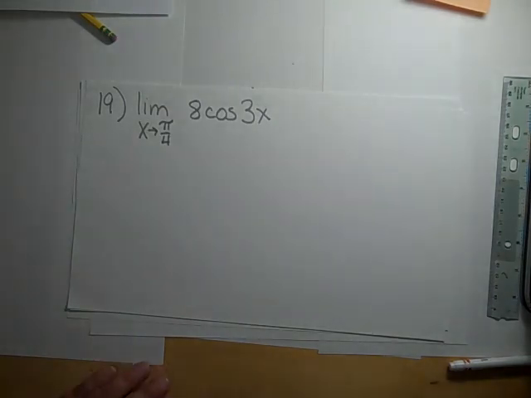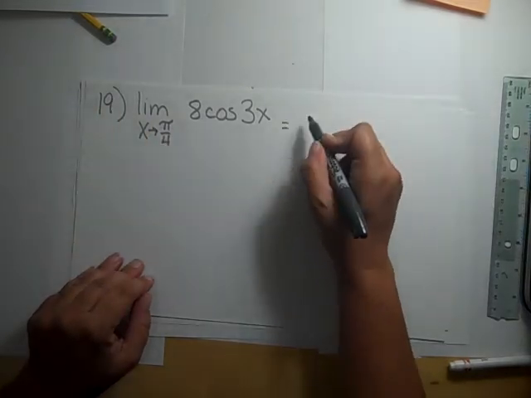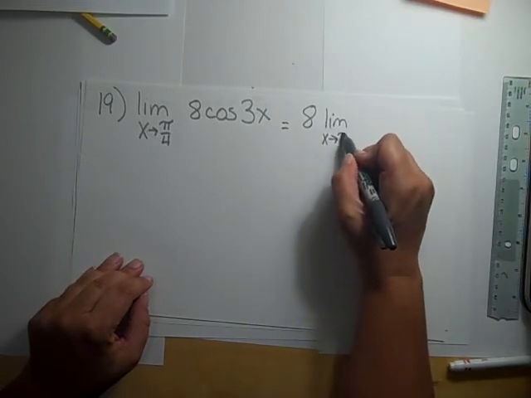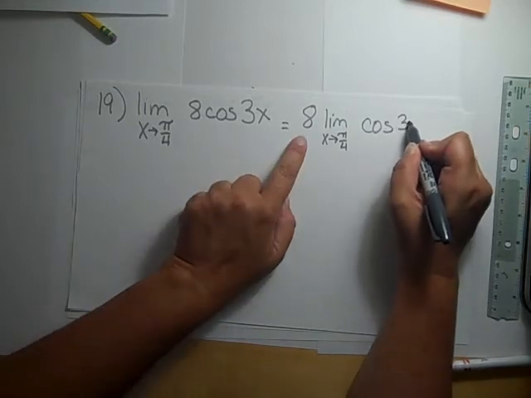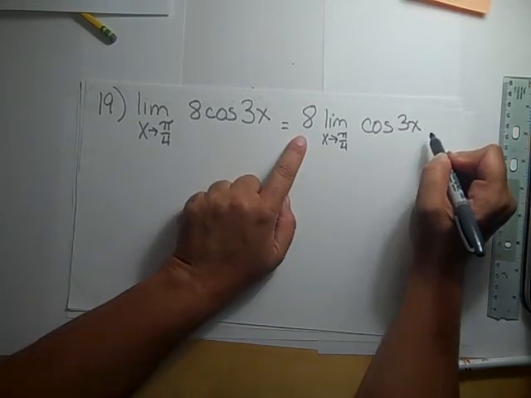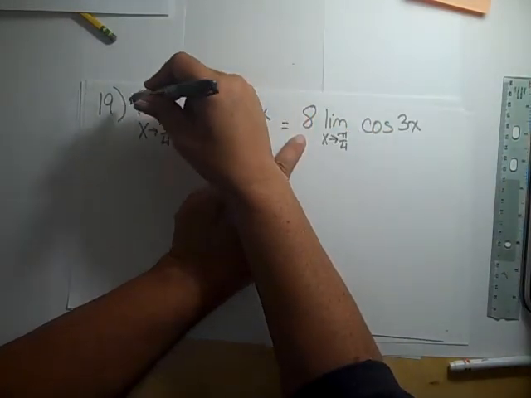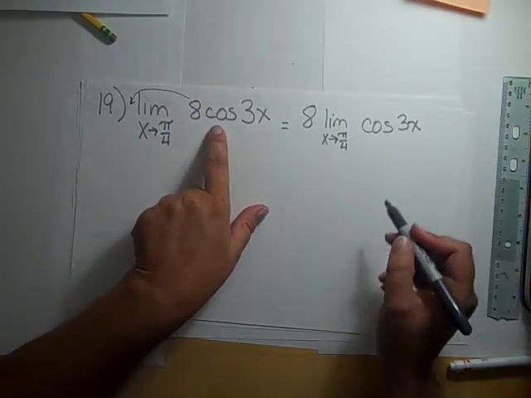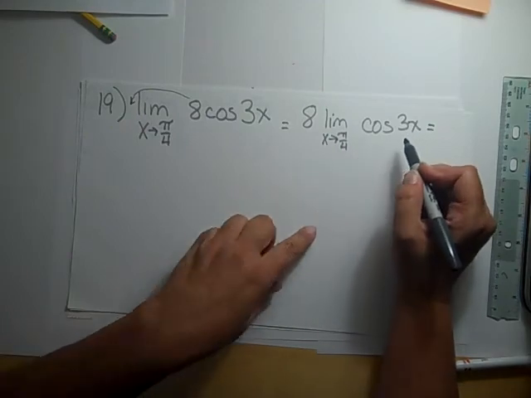Limit of 8 cosine 3x. My goodness, what do we do with this? Well, first thing, let's just get the 8 out of there. 8 times the limit as x approaches pi over 4 of cosine 3x. So what I'm basically saying is we'll multiply the 8 at the end. That's completely legal to take a constant out. You couldn't take something with an x out, but you can take a constant out.